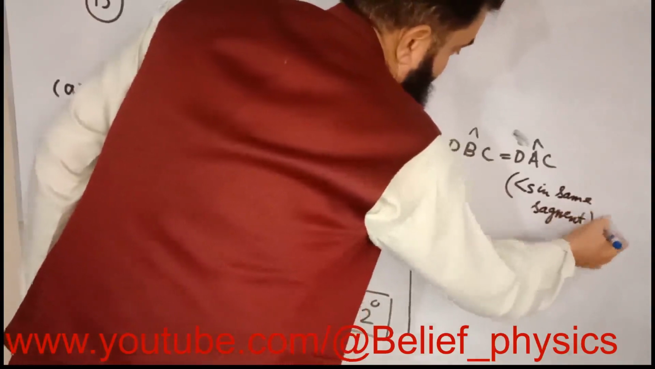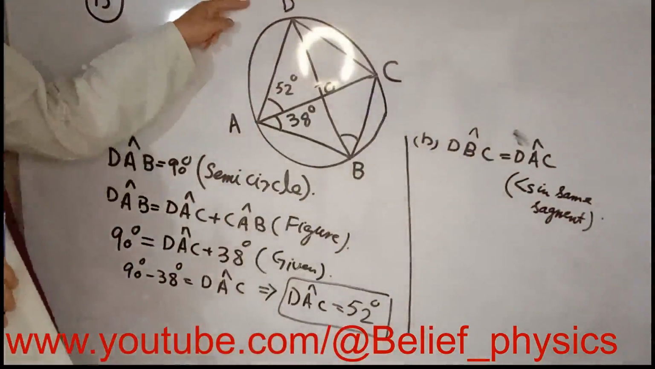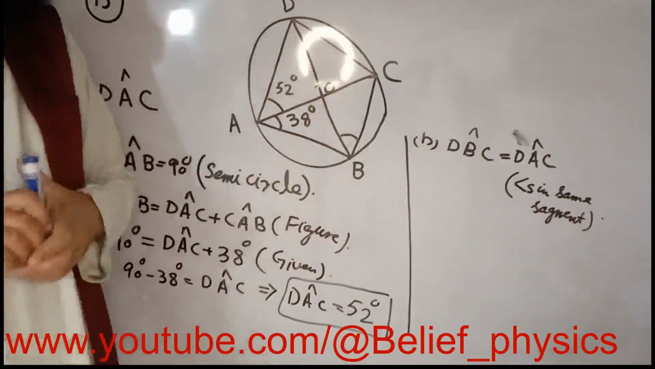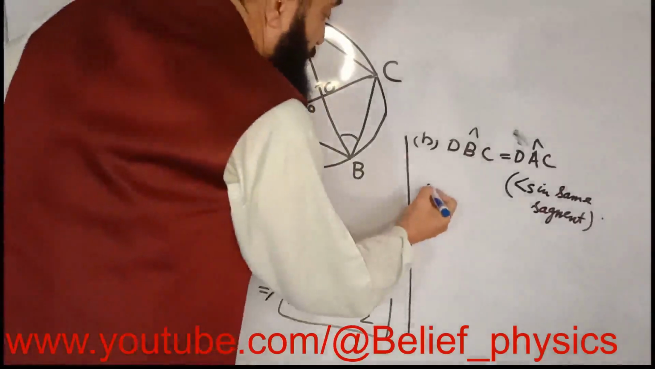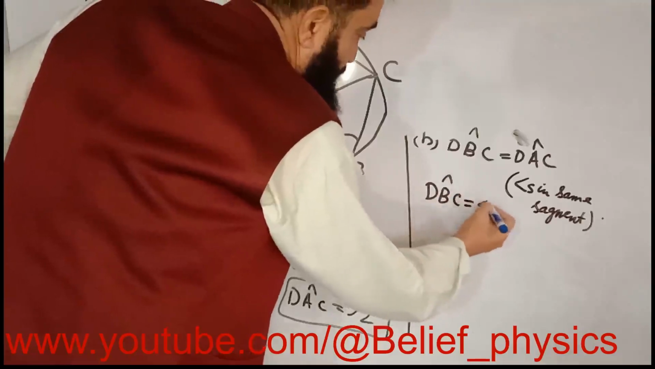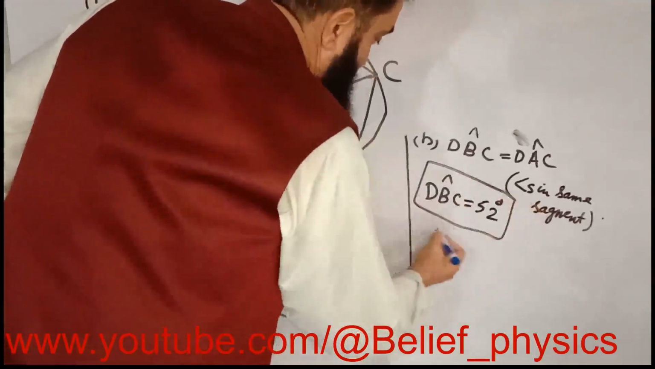We write angles in the same segment. Therefore DAC is equal to DBC, and we know that DAC is 52 degrees. Therefore DBC will also be equal to 52 degrees. That's it.